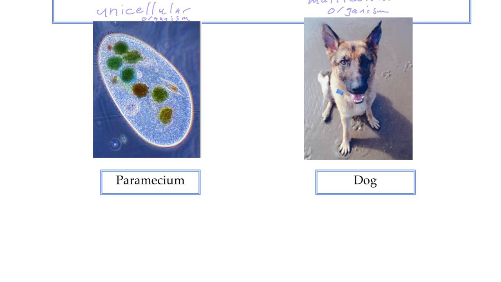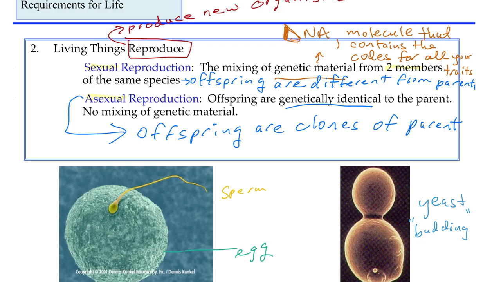In this picture, you see a paramecium. That's not bacteria or yeast. It's a protozoan. We'll talk about that second semester. Then you see a dog. Which one is multicellular? Of course, a dog is made of many, many cells. Paramecium is one cell big. He's unicellular.